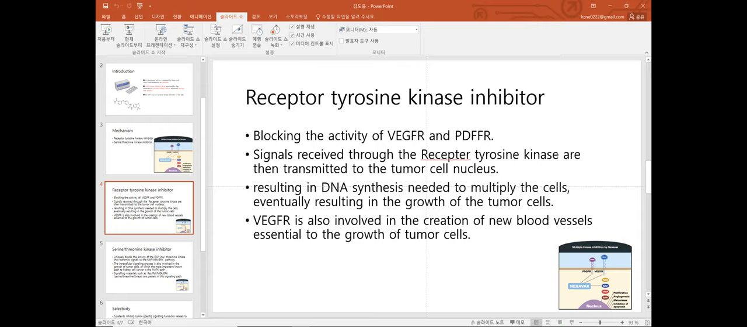And next one, PD. Even though you do not know PD, the next ones should be GFR, growth factor receptor, not FFR. This one may be platelet-derived growth factor receptor. There may be some typo here.